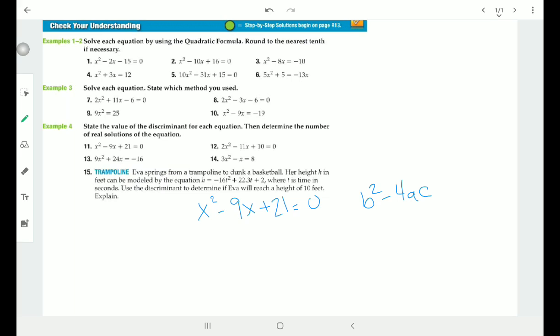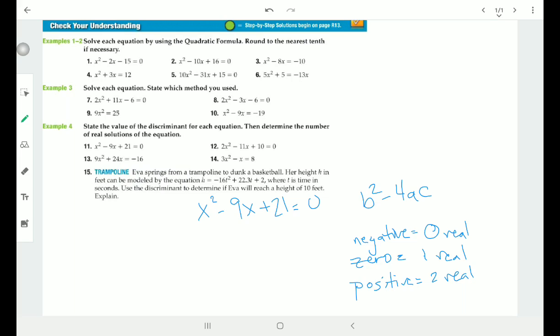And if I get a negative number out of this, that means there are 0 real solutions that I can find. If my number is 0, when I find this, I have 1 real solution. And if my number is positive, then I have 2 real solutions. Okay, so there are 3 different answers I can get for it. So I have to state the value I get and then determine how many solutions there are.